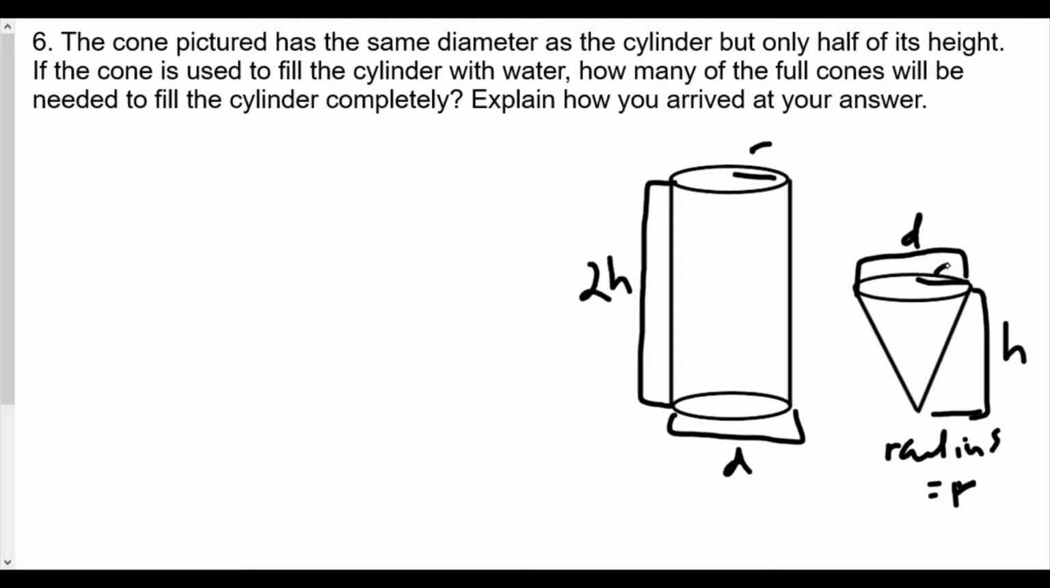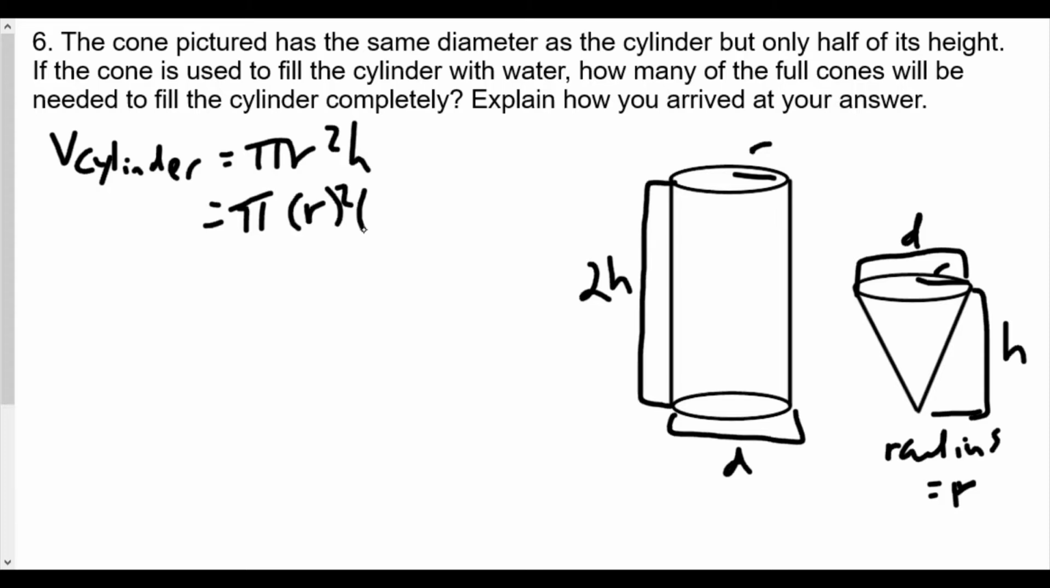Okay, and so the volume of the cylinder is pi r squared times the height. But the height here is going to be, not h, but instead we have pi times the radius squared times 2h, because that's the height of the cylinder. And so when we multiply everything out, we're going to get 2 pi r squared h.